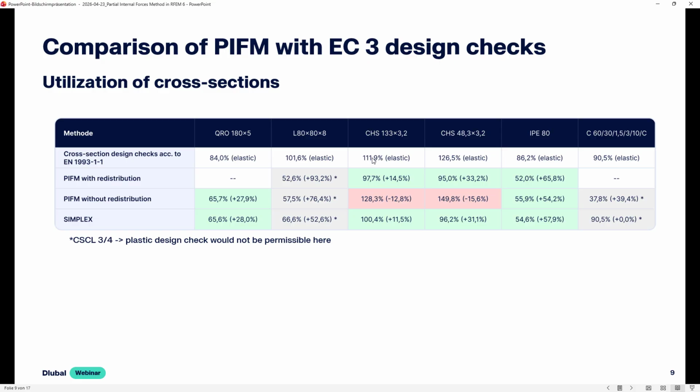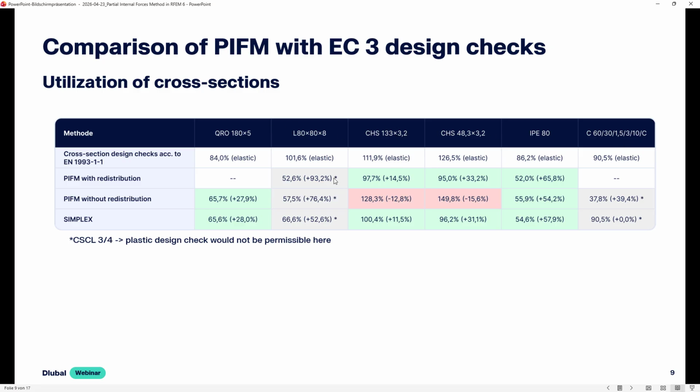Of course, I'm always comparing plastic design for these three methods with, in this case, elastic design. And I think it's obvious that we have a much lower utilization if we compare elastic design to plastic design. But nevertheless, if you only design according to EC3, you have no possibility to do the plastic design in these cases here.